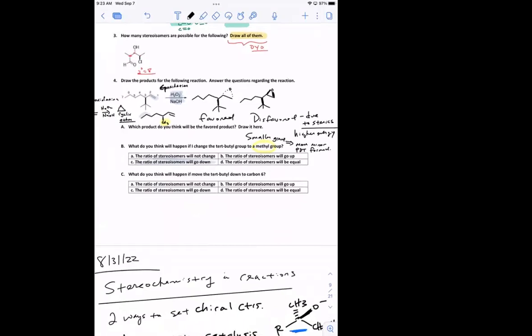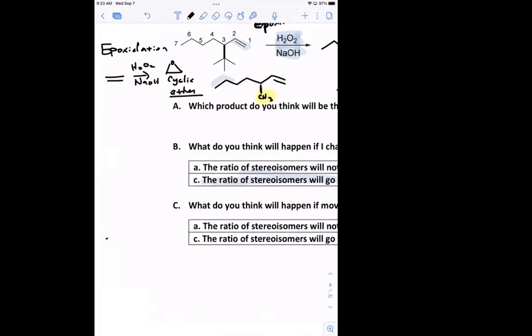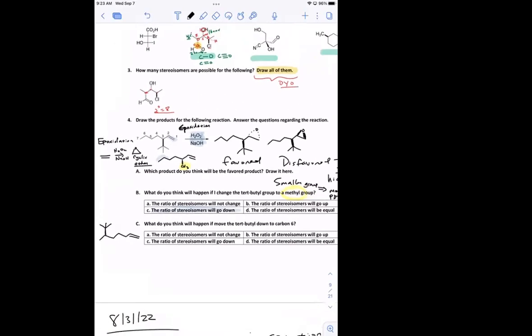What do you think will happen if we move the tert-butyl down to carbon 6? So you see right now it's on carbon 3, and it's right next door to the reactive site. What happens if I move it here? So I think the ratio of stereoisomers will go up. Well, actually, I think it would be equal.